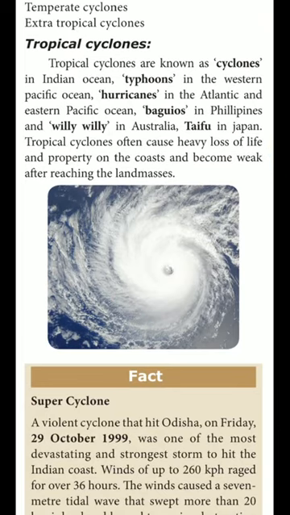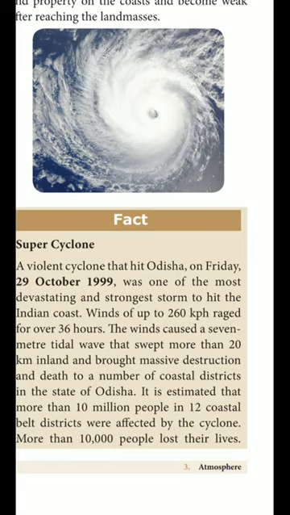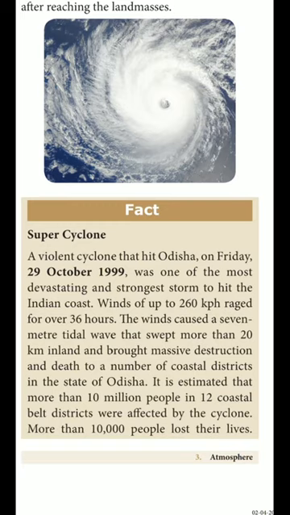So this super cyclone occurred in Odisha on Friday, 29th October 1999. This is one of the most dangerous, devastating and strongest storms to hit the Indian coast. So which is the strongest storm to hit the Indian coast? Someday they may ask a one word question. It was the violent cyclone that hit Odisha on Friday, 29th October 1999.